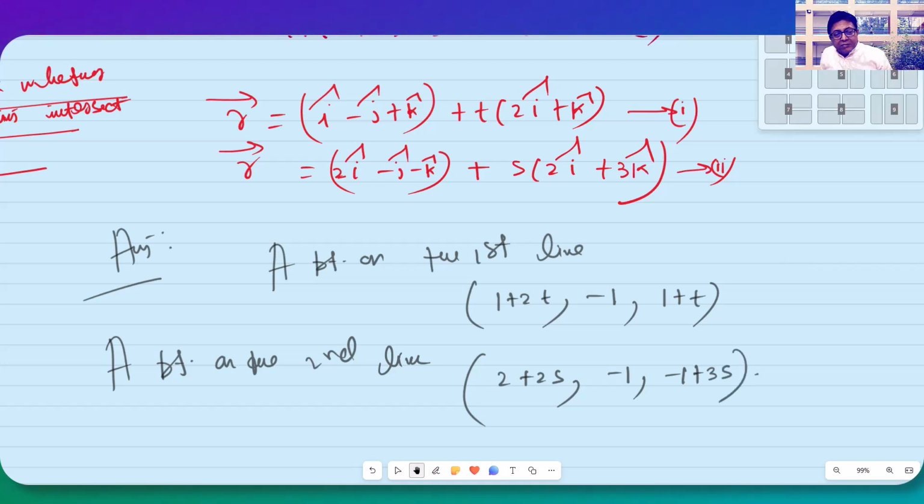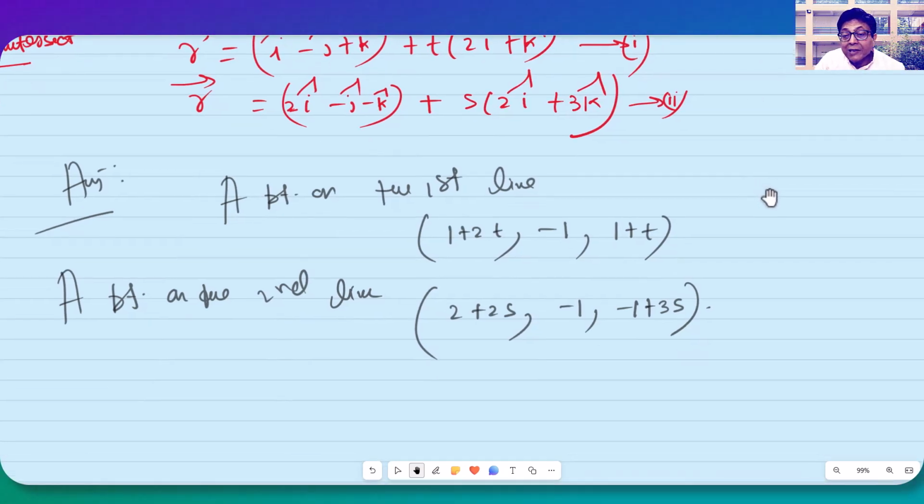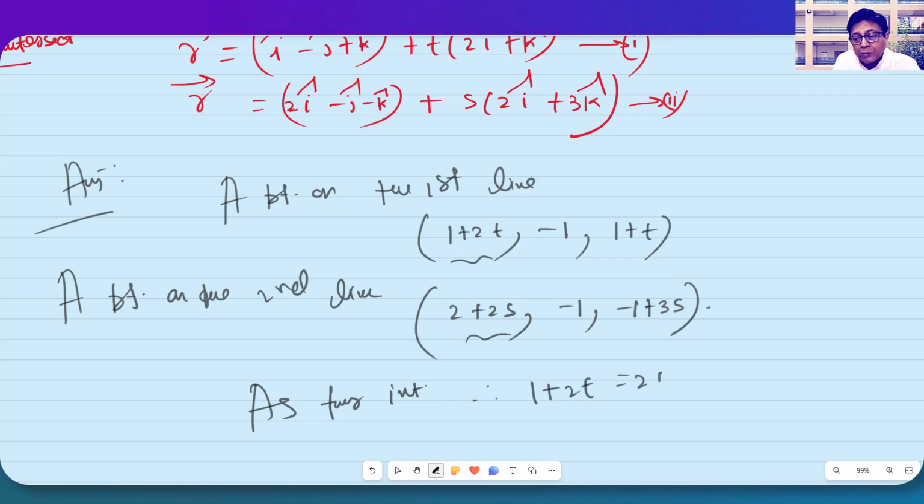Did you understand? We have taken a point on the first line, we have taken a point on the second line. Now what to do? They are comparable. If they intersect, they must be compared. We are going to compare these two lines. As they intersect, therefore 1 plus 2t, this x coordinate will be equal to 2 plus 2s, minus 1 always equal to minus 1, and 1 plus t equal to minus 1 plus 3s. Okay?